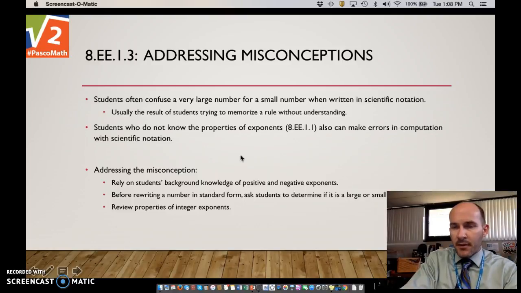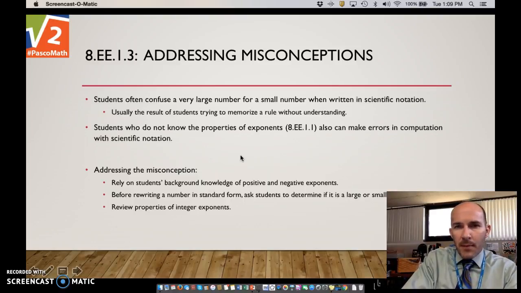When thinking of some student misconceptions for 8.EE.1.3, students often confuse a very large number for a very small number when written in scientific notation. Usually the result is from the student relying on memorizing a rule. They just think the decimal moves magically without that understanding of why that's occurring. So again, can't emphasize enough concepts before procedures.